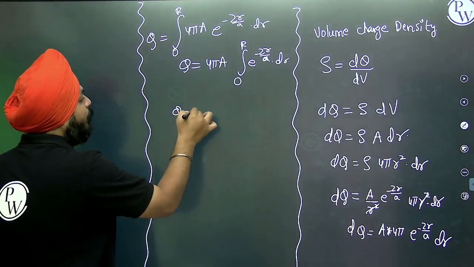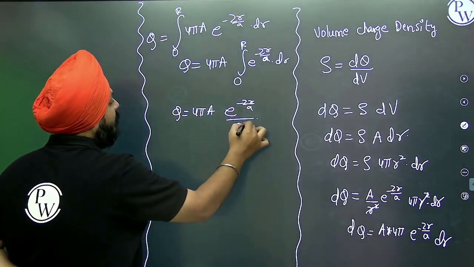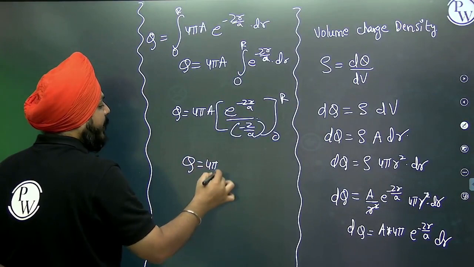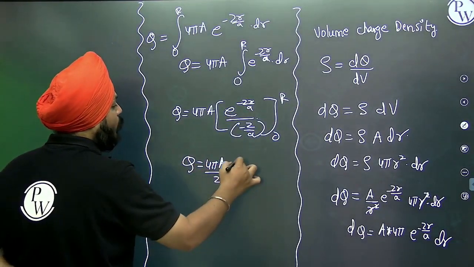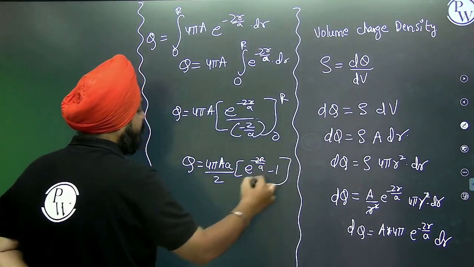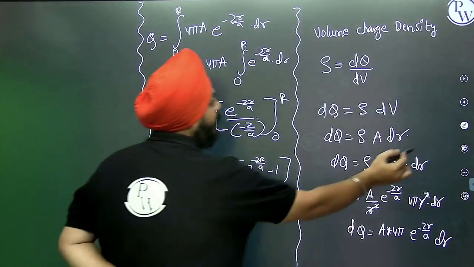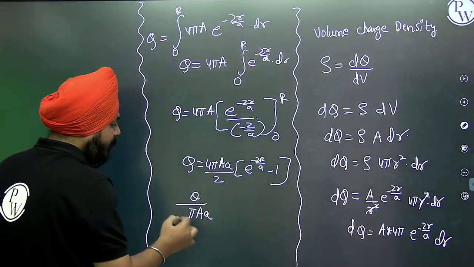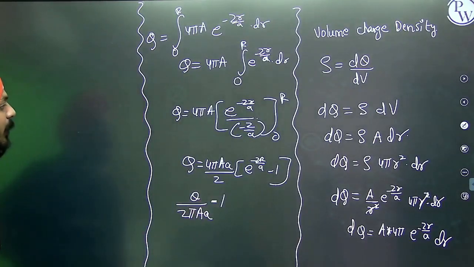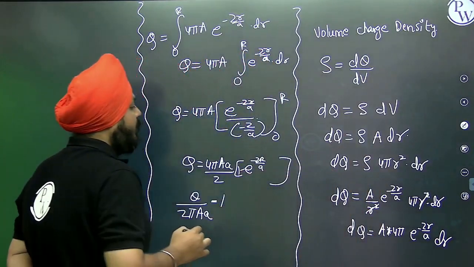So this is Q is equal to 4 pi A. If we are integrating, this is e raised to minus 2R by A whole divided by minus 2 by A, limiting from 0 to R. So finally you're going to get 4 pi A into small a whole divided by 2, e raised to minus 2R by A minus 1. So this is going to be 2q by 4 pi A a. Or in another sense, if 2 is going to get cancelled, I can write it down as q by 2 pi A, minus 1. Sorry, this will be inverted. This will be 1 minus.